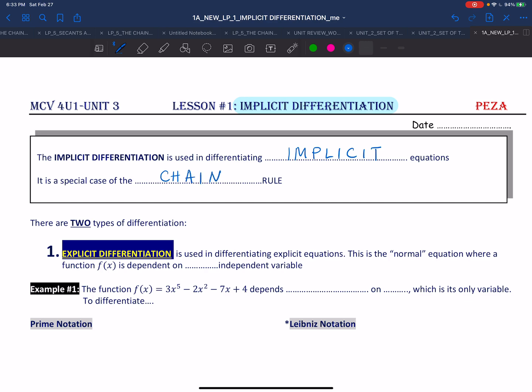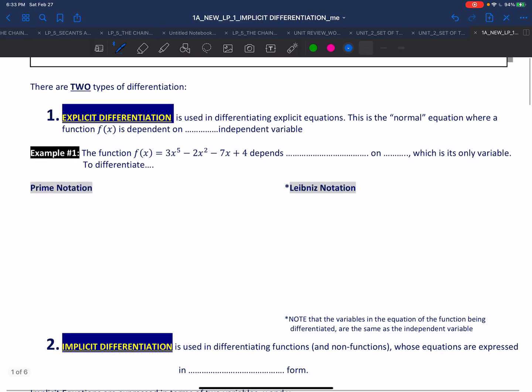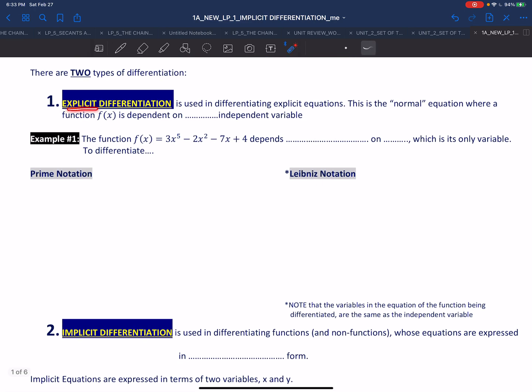In order to better understand implicit differentiation, we need to take a closer look at two types of differentiation: explicit and implicit. Explicit differentiation is used in differentiating explicit equations. These are the normal equations where a function f of x depends on one independent variable. As an example, I brought in f of x, and as you can see in here, f of x depends only on x, which is its only independent variable.